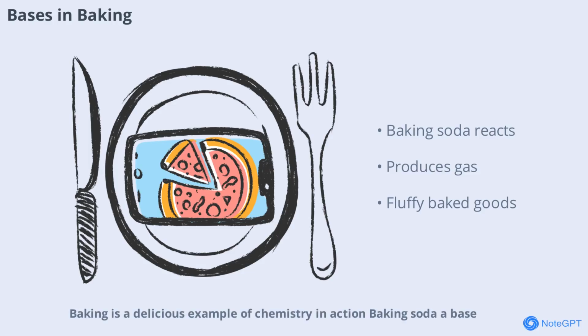Baking is a delicious example of chemistry in action. Baking soda, a base, reacts with acids like vinegar or lemon juice to produce carbon dioxide gas. This gas makes cakes and cookies rise, giving them a light, fluffy texture. Understanding how acids and bases work together helps bakers create perfect treats every time.